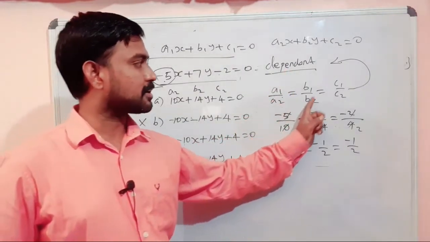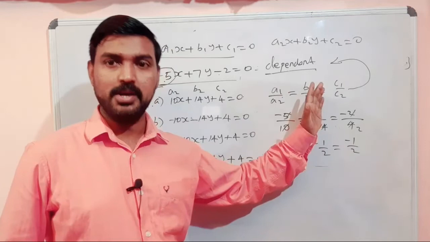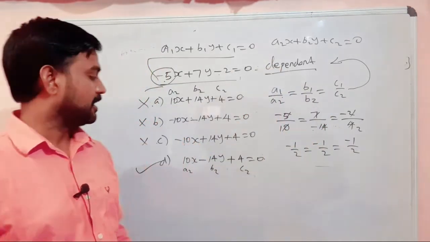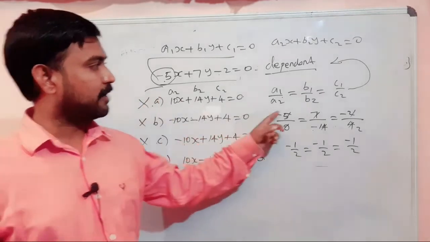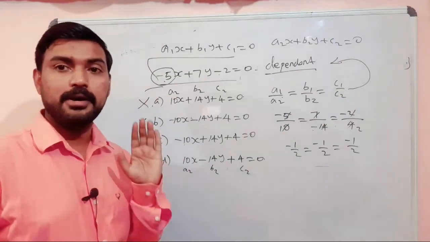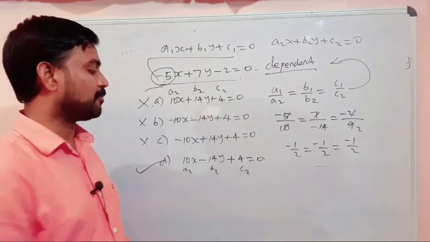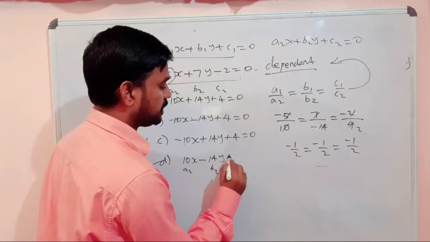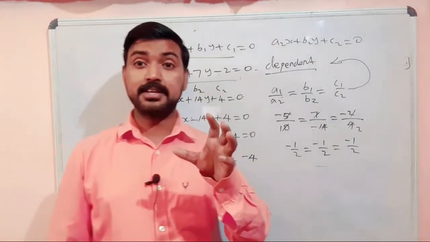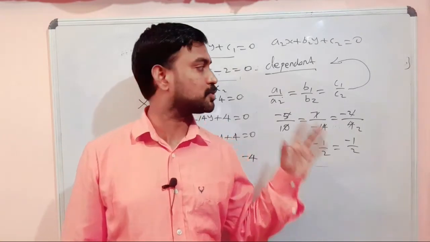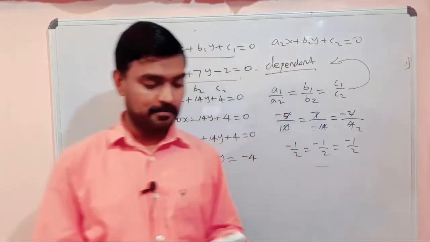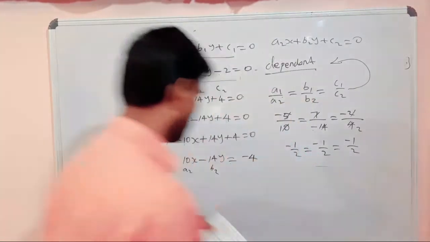So here the equations are dependent because their ratios are equal. When A1 by A2 is equal to B1 by B2 is equal to C1 by C2, then the equations are dependent. Don't forget that. And one more thing. Before we apply A1 by A2, B1 by B2, C1 by C2, just convert all the equations into standard form. Actually this was given as equal to minus 4, but we know minus 4 comes to the left side, it will be plus 4. After that, identify A1, A2, B1, B2, C1, C2. So my dear students, we completed question number 19 and the last question of section A.